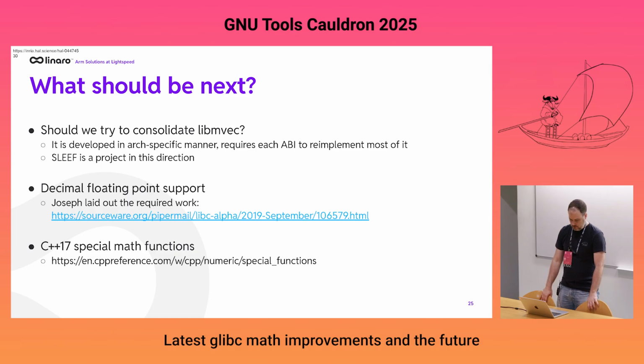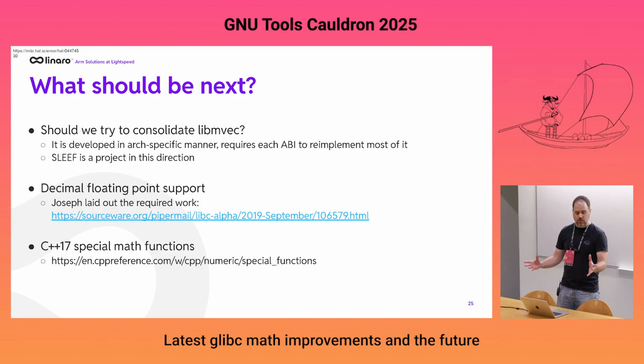So that's one option. Another thing that comes up from time to time is, should we add decimal floating point support? It's a whole new library. As Florian said, it sometimes requires large tables. Not sure about its usefulness. Only a couple of hardware platforms provide instructions for that, PowerPC and z/Architecture. This is an open question. Joseph Myers has laid out the required work that we expect to do. It's a lot of work to integrate DFP. So this is our open question.